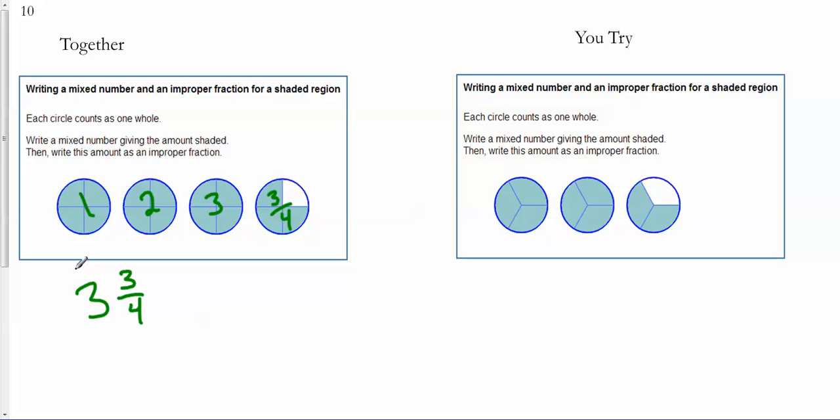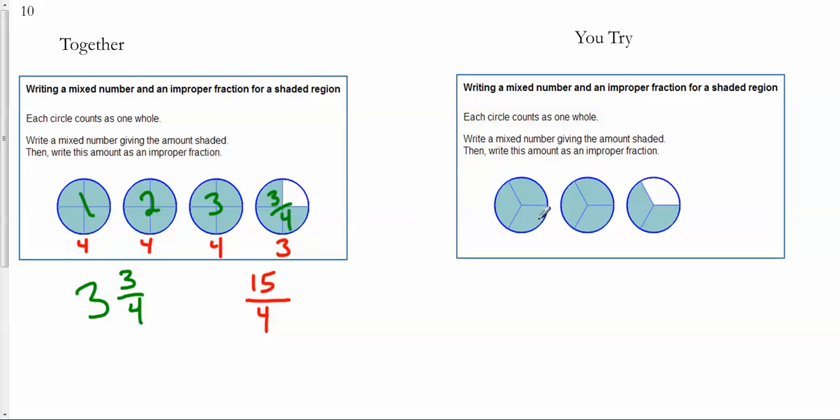Now, if we look at it, my improper fraction, there are 4 pieces here, 4 pieces here, 4 pieces here, and 3 pieces here. How many is that all together? Well, if you added, you should have come up with 15. How many pieces is each one split into? 4. So I've got 15/4. So if I do a quick check, 3 times 4 is 12, plus 3 more is 15. My numerator is 15. Hey, they match. I'm good to go.